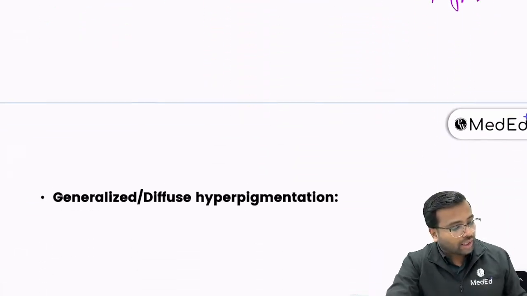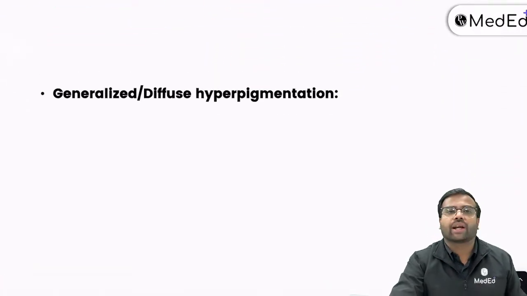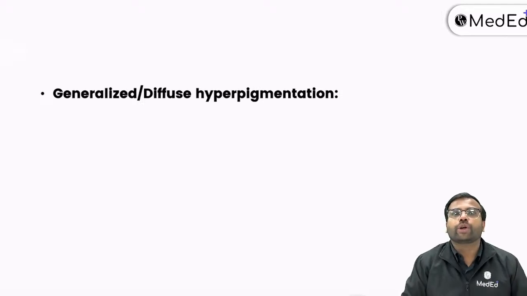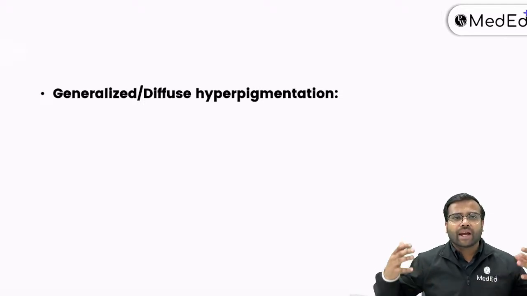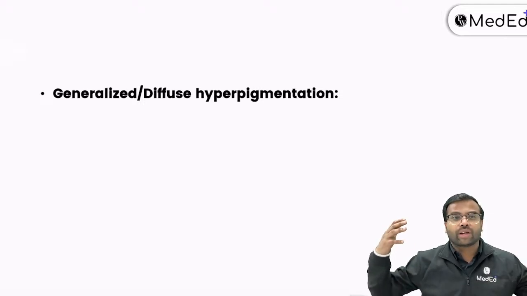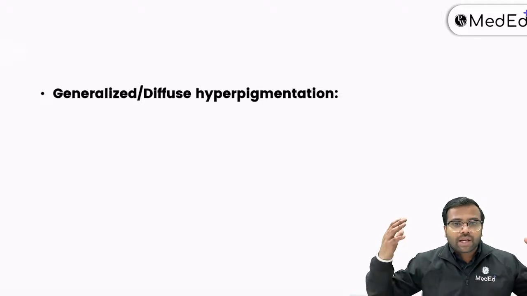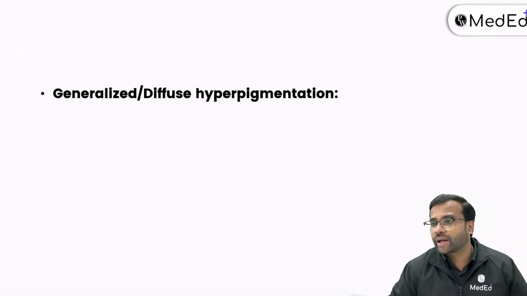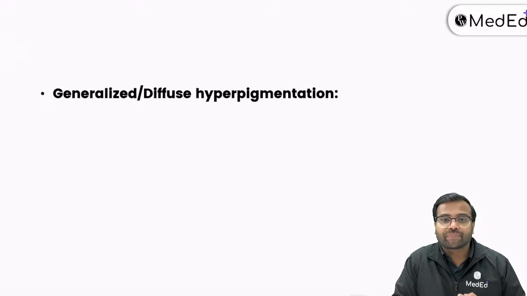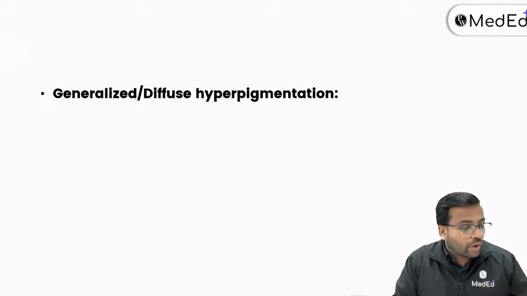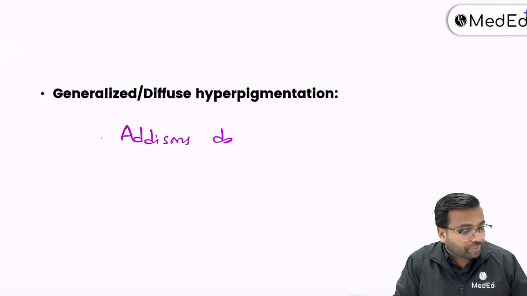Now, after this localized, how about jumping into generalized? In which kind of diseases can you expect a generalized hyperpigmentation? Can a patient come to you saying that I feel that my entire body is turning much darker in color? That means generalized hyperpigmentation is happening. So what are those diseases where a patient can come with a generalized change in color? So one is going to be Addison's disease.